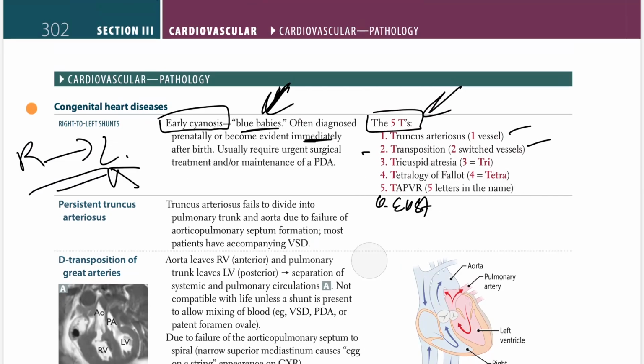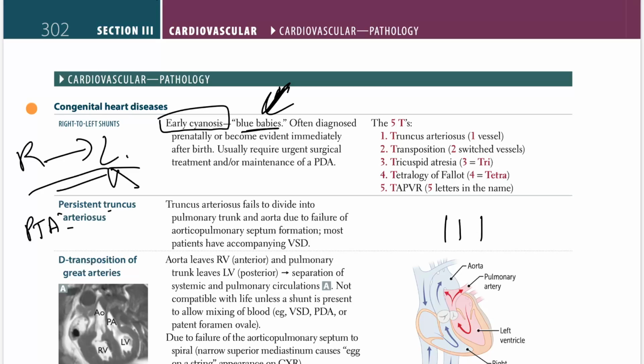The first one we have is PTA, patent truncus arteriosus. What is patent truncus arteriosus? Well, the truncus arteriosus is not dividing. So this was truncus arteriosus. Normally it would divide into aorta and the pulmonary arteries, but now here what's happening is it's not even dividing. So you have truncus arteriosus, which is patent, and what's going to happen is you will have mixing of fluid.